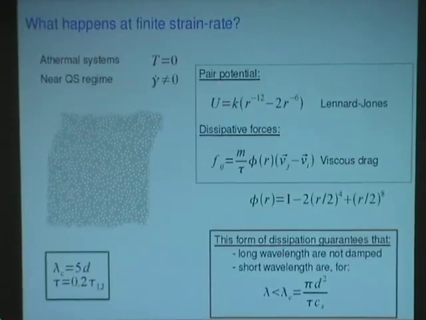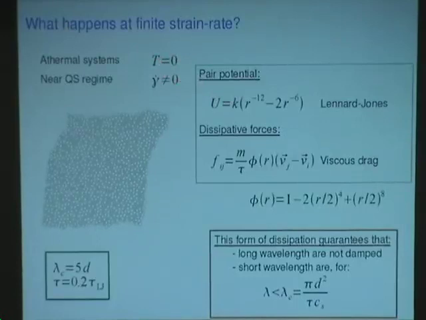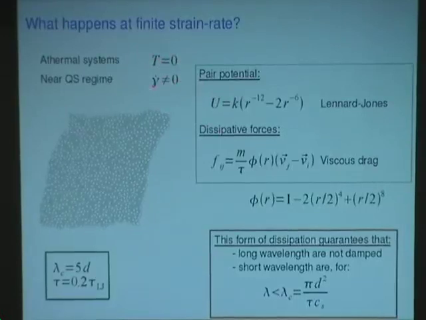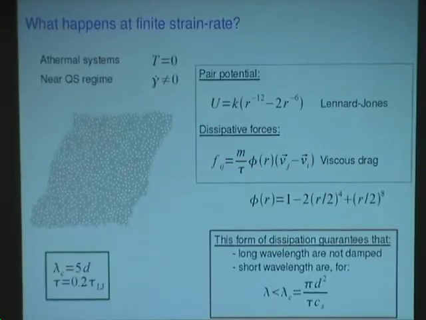I'll first take a very small step by looking at the situation when the temperature is still zero. But now I'm going to strain my system at a finite rate, and to do that I need to introduce some dissipative forces. I do that in a way which is exactly similar to what Mark Robbins was talking about yesterday. If you have this difference of velocity, it guarantees that the dissipation is correct in the sense that you do not damp the long wavelengths. You allow them to propagate, but you damp the short wavelengths.